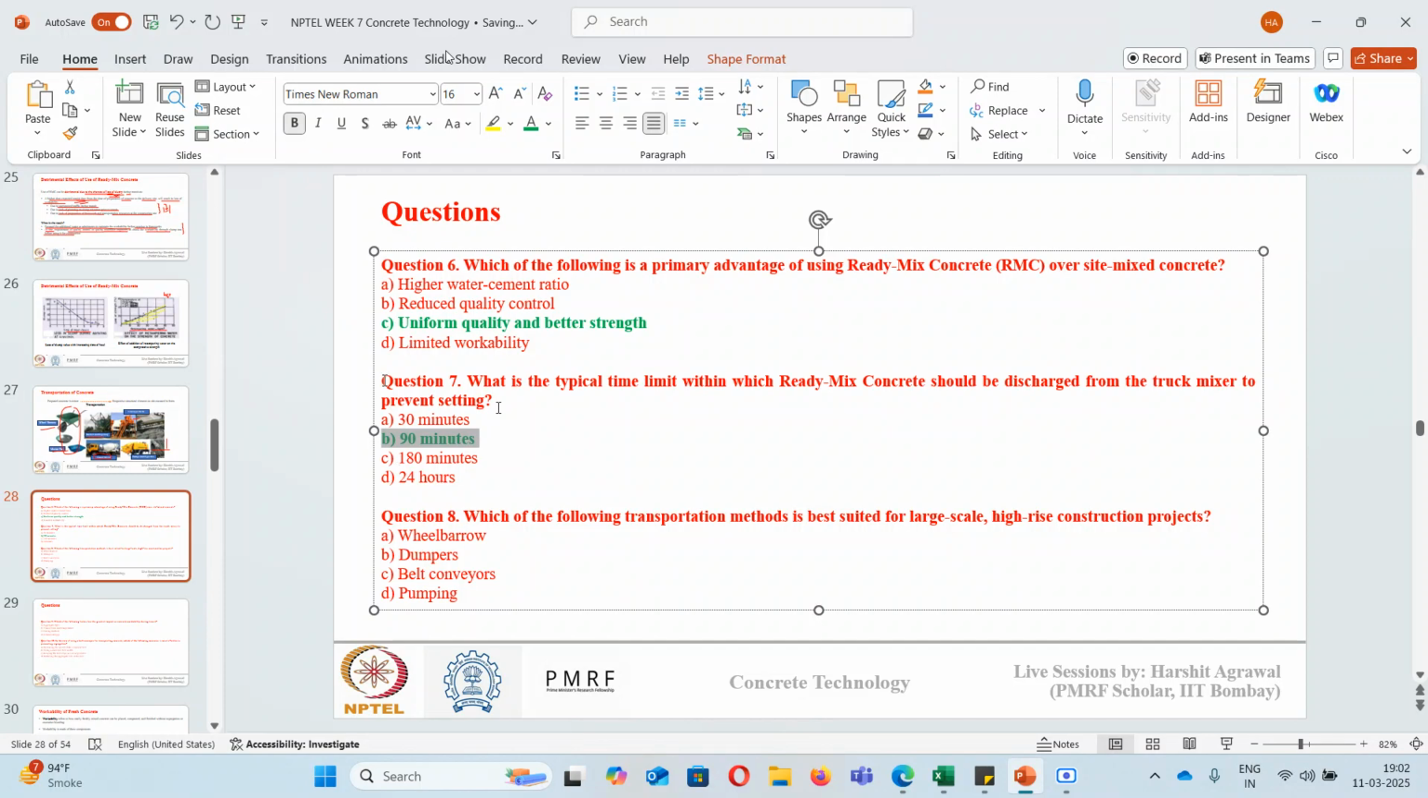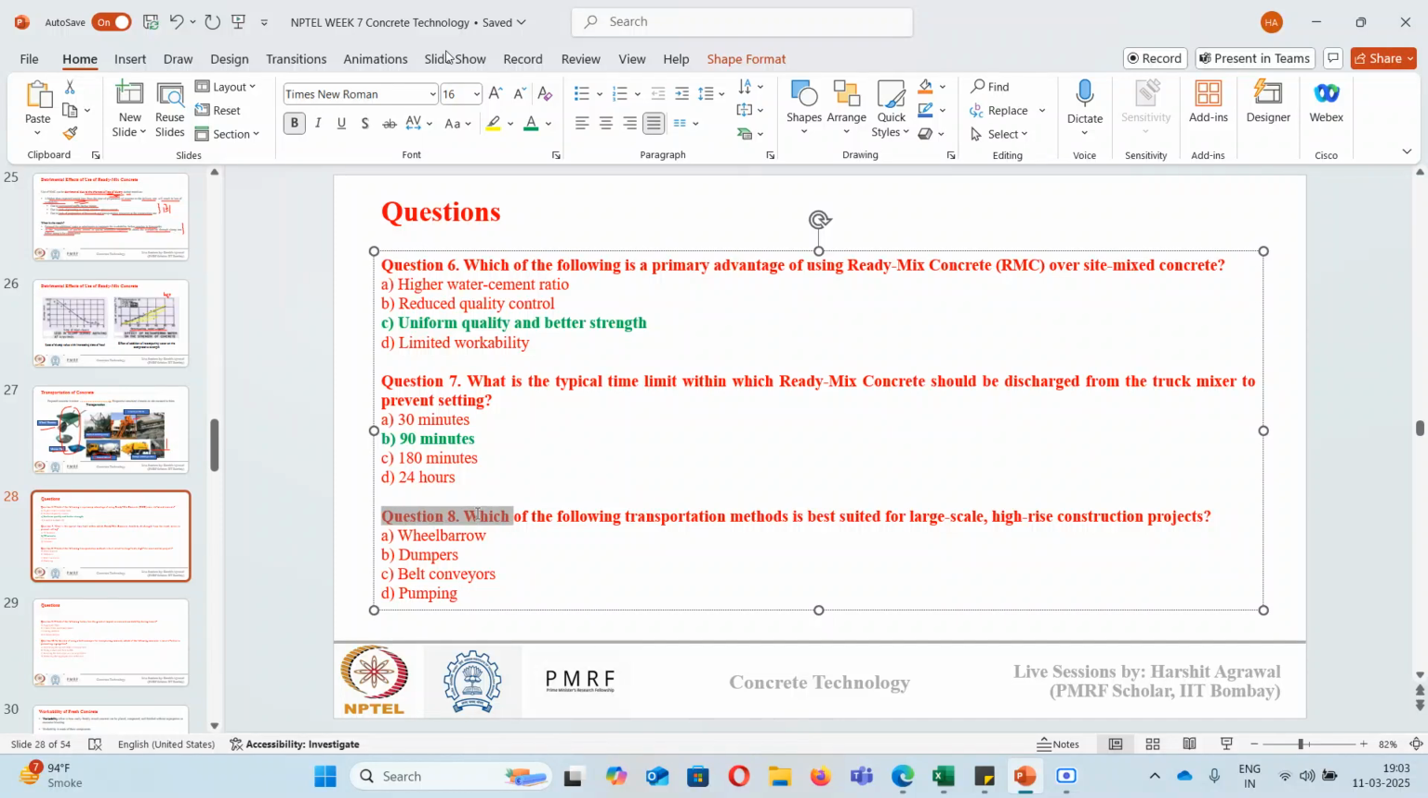Now, this time may vary slightly depending upon the condition, temperature, and mixture design, but generally in RMC, since superplasticizers are used to ensure workability, it is generally said that they should be discharged into the formwork within 90 minutes. 30 minutes can also be the answer. It will depend upon the site condition, but general practice is 90 minutes. Conventional practice.